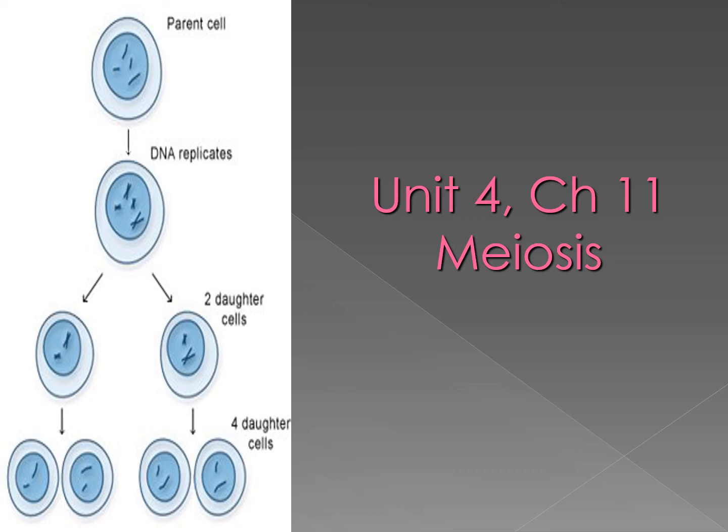So we're going to continue on, and we're going to talk about meiosis. We talked about mitosis, and we understood mitosis is asexual. Now we're talking about meiosis. Now the question is, how did we get here? How did we get here? Obviously, we got here through sex.